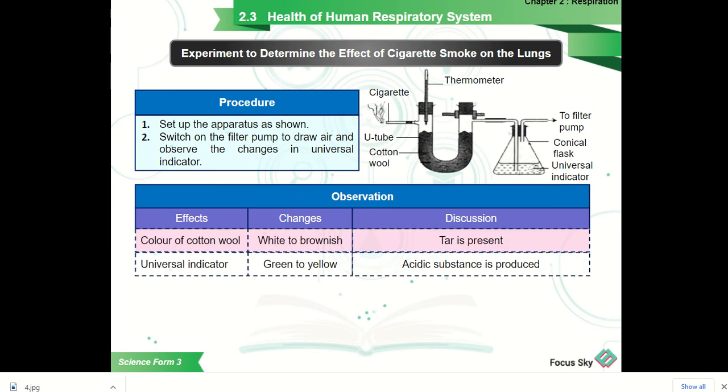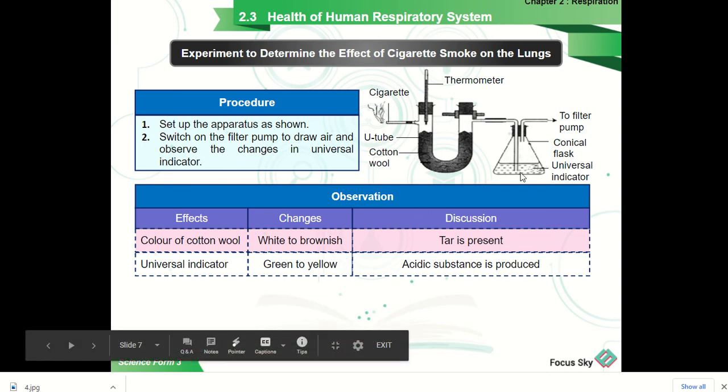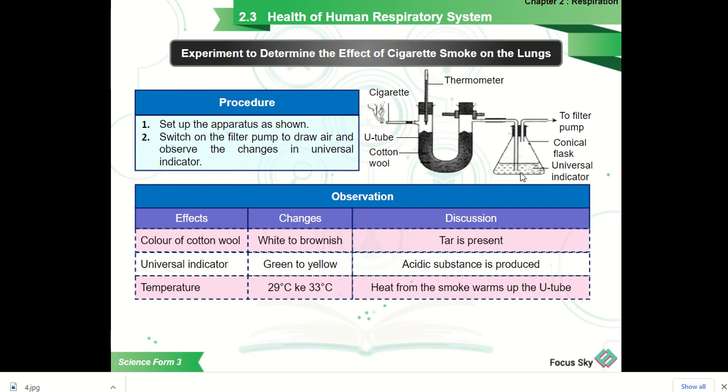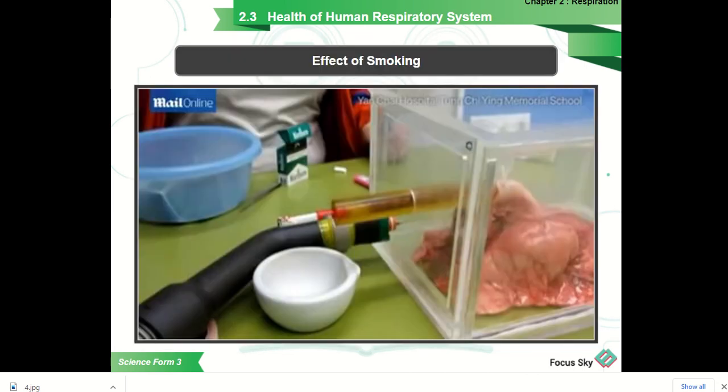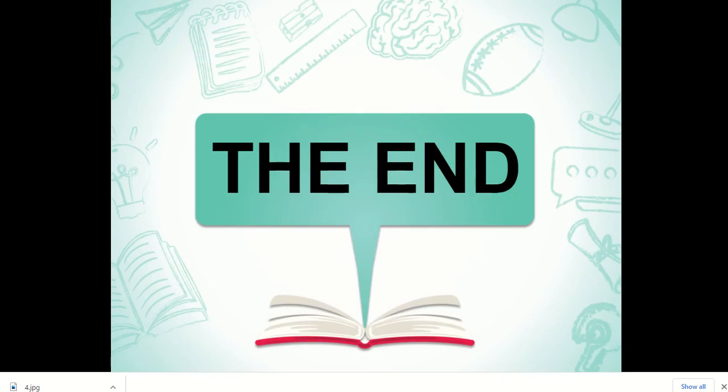Okay. So the effects: a change from white to brownish means tar is present. And then the universal indicator goes from green to yellow. Green is neutral. Yellow means it becomes acidic. Okay, temperature. So heat from the smoke warms up the tube. Okay. So when there is heat, it means in our lungs it can also become dry. So as a conclusion, the smoke's harmful tar and acidic substances hit and damage our lungs. The effects of smoking, I think you can look at on YouTube and in other books.